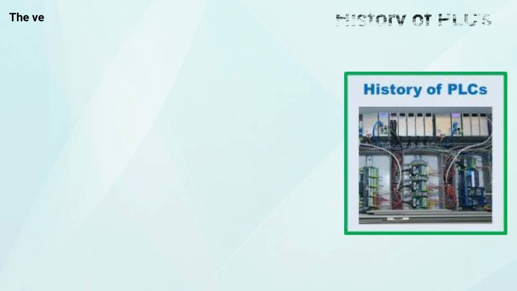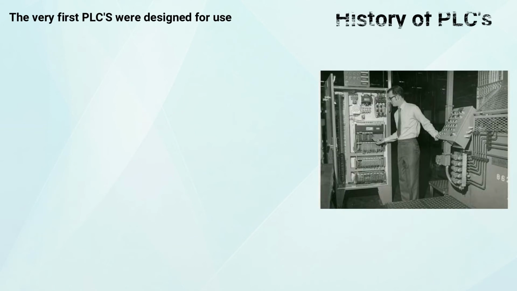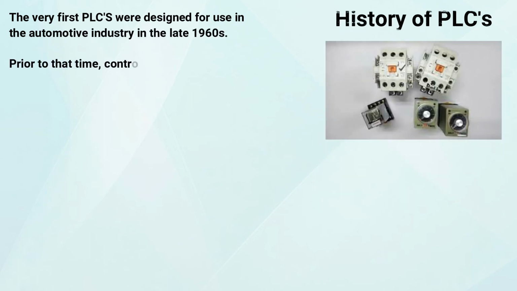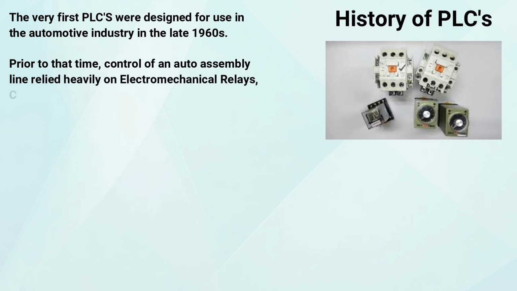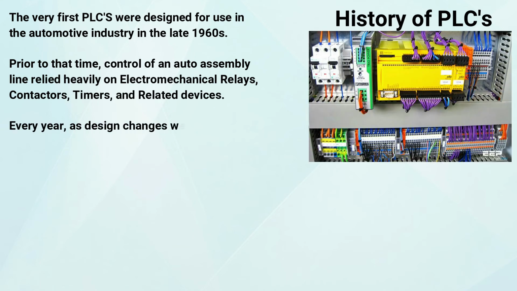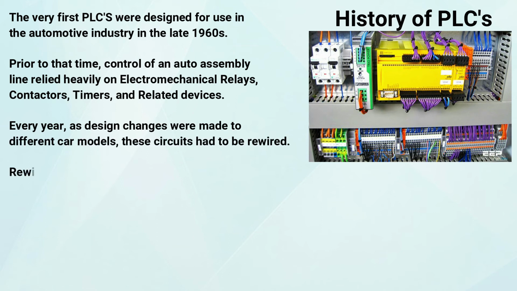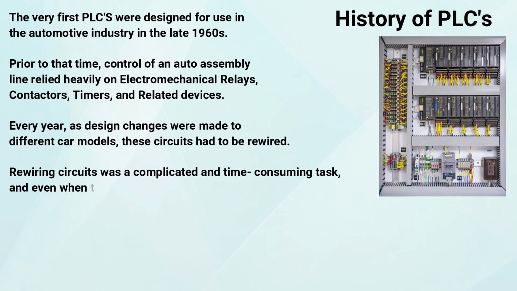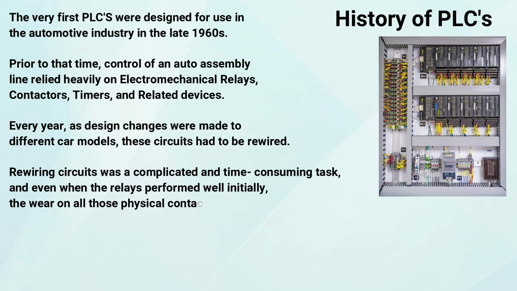History of PLCs. The very first PLCs were designed for use in the automotive industry in the late 1960s. Prior to that time, control of an auto assembly line relied heavily on electromechanical relays, contactors, timers, and related devices. Every year, as design changes were made to different car models, these circuits had to be rewired. Rewiring circuits was a complicated and time-consuming task, and even when the relays performed well initially, the wear on all those physical contacts resulted in costly maintenance.